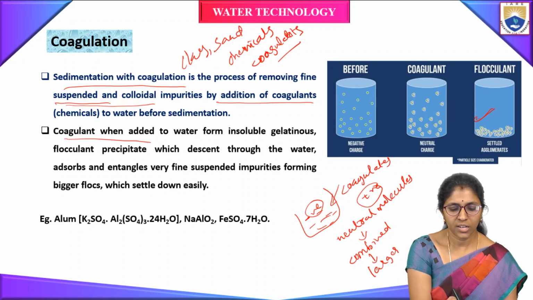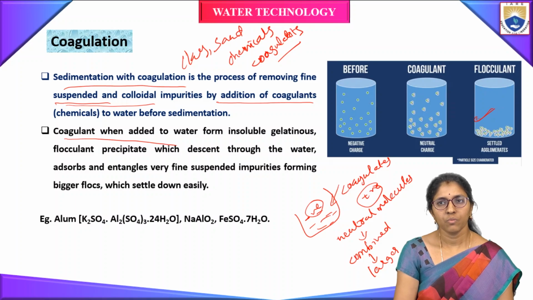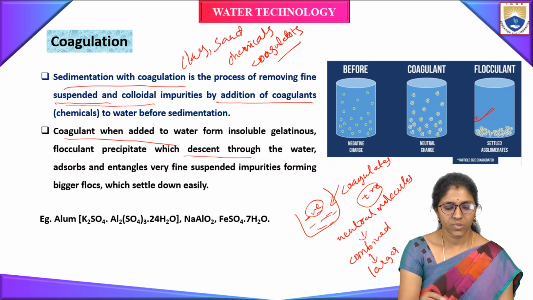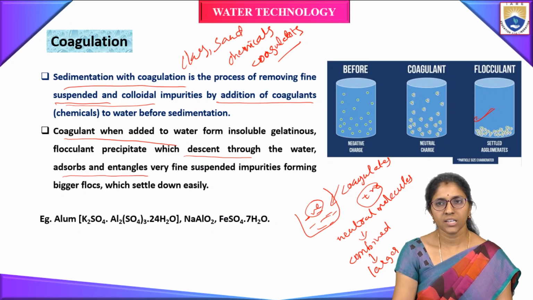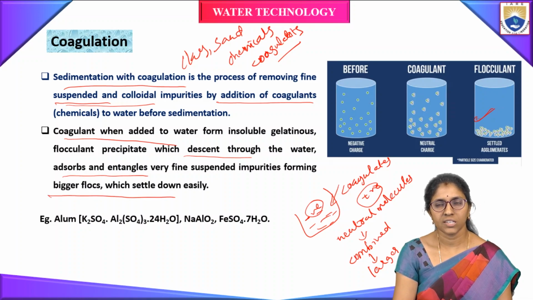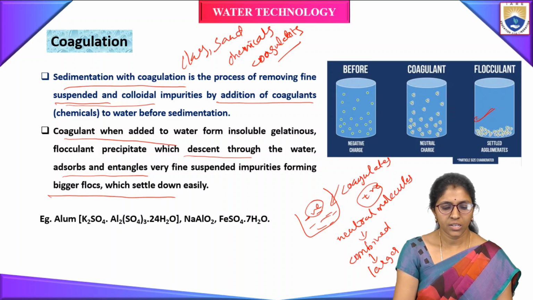When this coagulant is added to water, it forms an insoluble gelatinous flocculant precipitate which descends through the water. It absorbs and entangles very fine suspended impurities, forming bigger flakes which settle down easily. So by coagulation, we are removing fine suspended or colloidal impurities by the addition of coagulants.